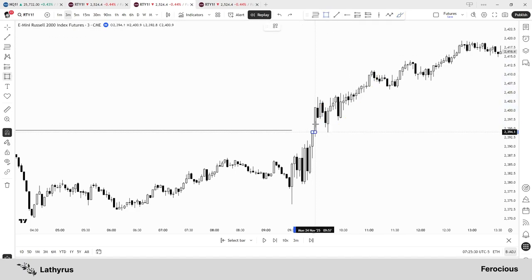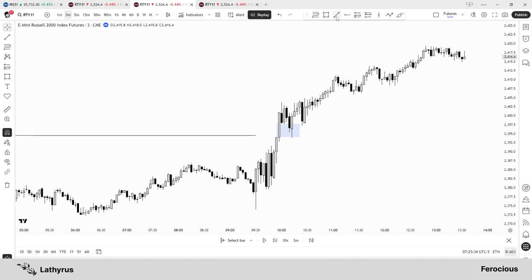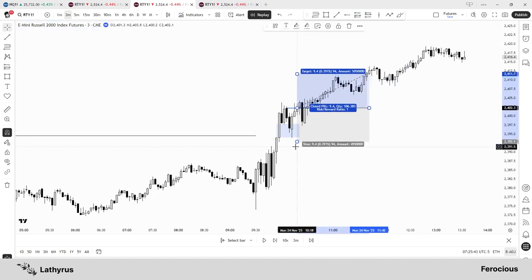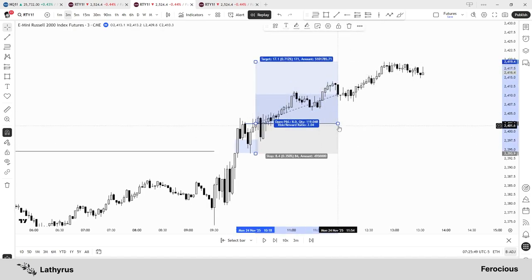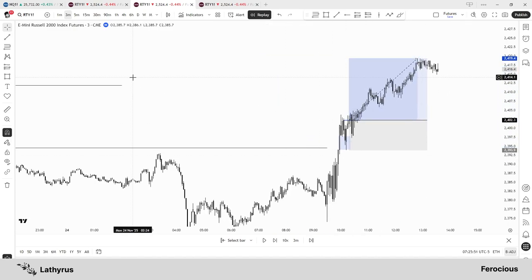So what do we get here? We get our fair value gap again, and we get our CISD out of it. You could have traded something like this. Once we closed above, you can put your stop loss in this gap here, and you could have still squeezed out something like 2R, I think. Yeah, you could have squeezed out 2R trading into this high here.